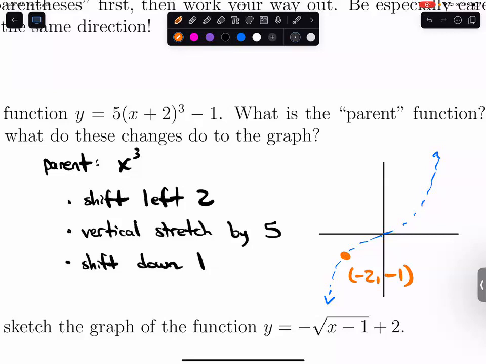Okay, and then if I'm going to draw the graph, how should it look compared to the original thing? We could actually find points if we needed to, like I could plug in 0 and figure out what it is. Five times 0 plus 2 cubed minus 1. So that's 5 times 2 cubed. That's 5 times 8, so 39, right? That would be an actual point.